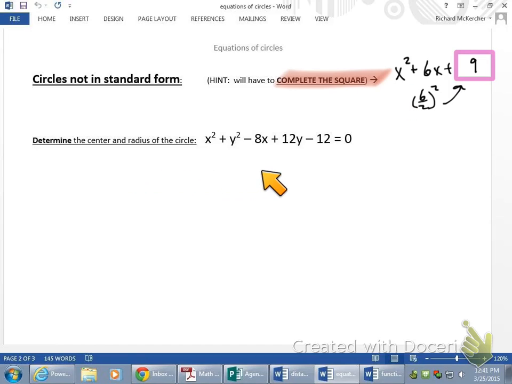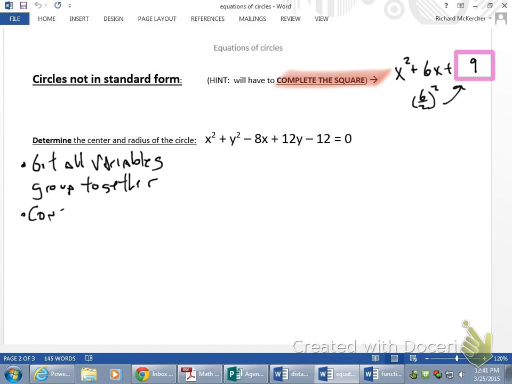Alright, here we're going to have to determine the center and radius. There's really two guidelines that we can talk about here. One is we want to get all of our variables together in groups, so all the x's together, all the y's together, and we're going to do that on the left. And then any of the constants that we have, we're going to move to the right.